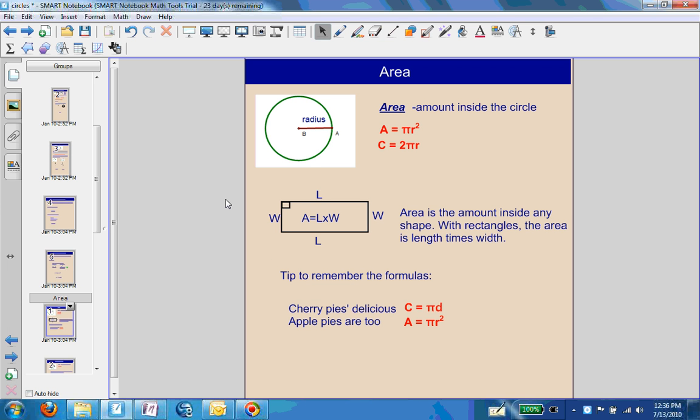Next, we're going to learn about the area of circles. The area formula for circles is pi r squared. The circumference formula was 2 pi r as a quick reference, or pi d. You can use either one.